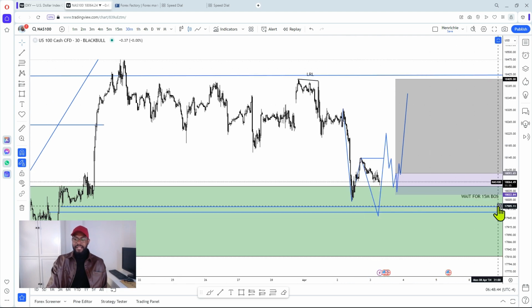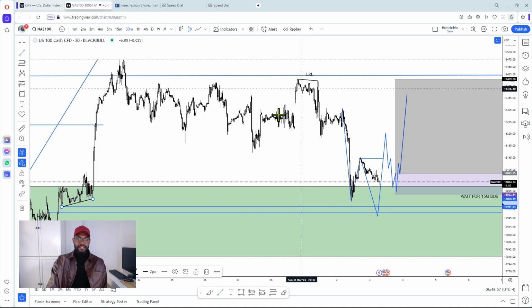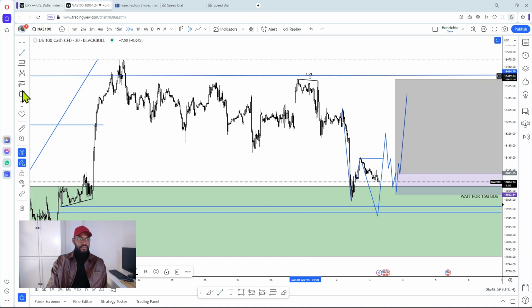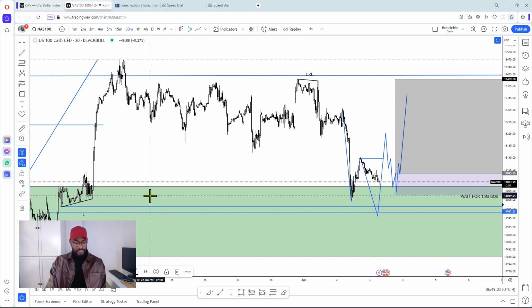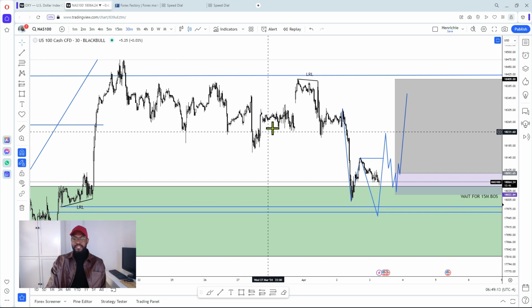So this is my analysis on US NAS 100. And if you look right here as well, you can see we also have low resistance liquidity resting right there as well. So right there, we still have our low resistance liquidity. So I'll be watching this. I wouldn't be surprised to see the market gravitate to the downside to run this liquidity.